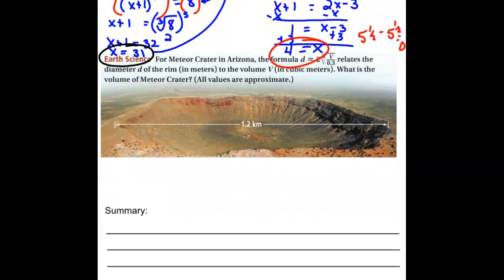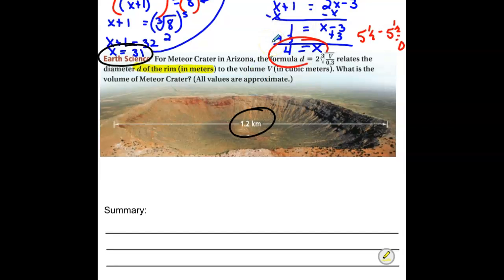All right, our last example, it says for this meteor crater in Arizona, the formula D equals 2 times the cube root of the quantity V divided by 0.3 relates the diameter D of the rim in meters to the volume V in cubic meters. What is the volume of this crater? I do want you to notice that we are given the diameter in kilometers instead of meters. But in our formula, it says we are supposed to have meters. So we need to do a conversion here.